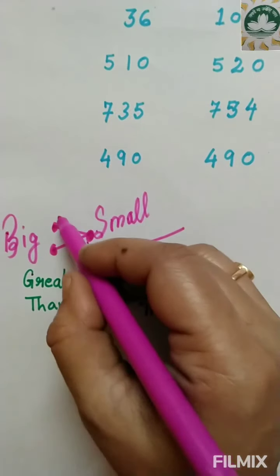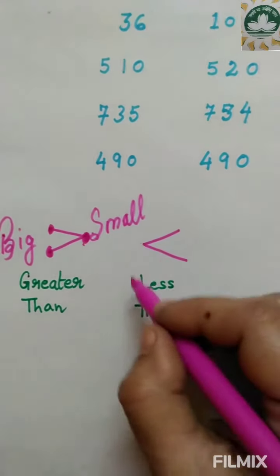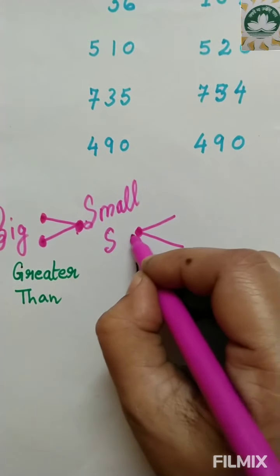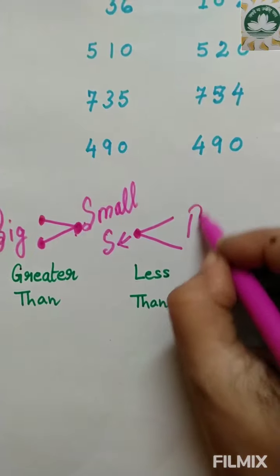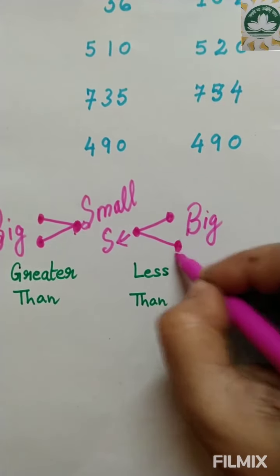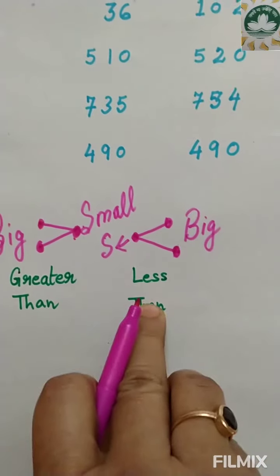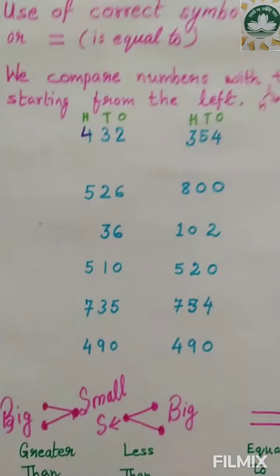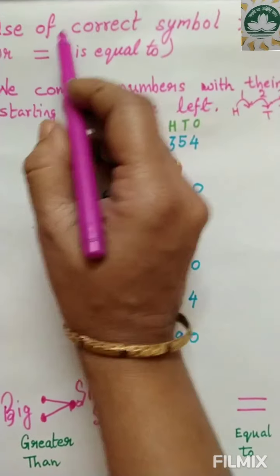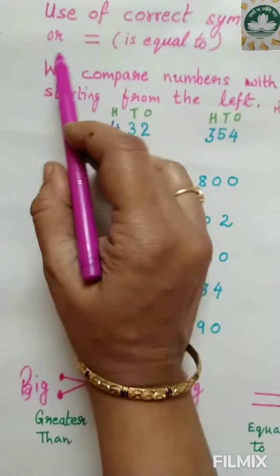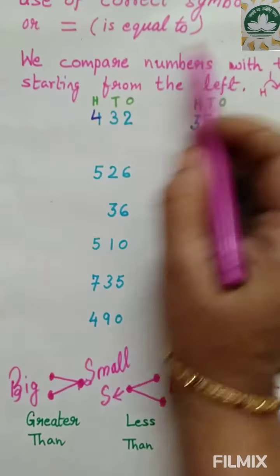Okay, and where you have two dots you will write the big number. Similarly here you have one dot, so the small number will be this side and the big number will be this side because it has two dots. Okay, so this is the lesser sign, this is the greater than sign, and here comes the equal to sign. So let us now start with the learning of it. Use of correct symbol greater, lesser and equal to.